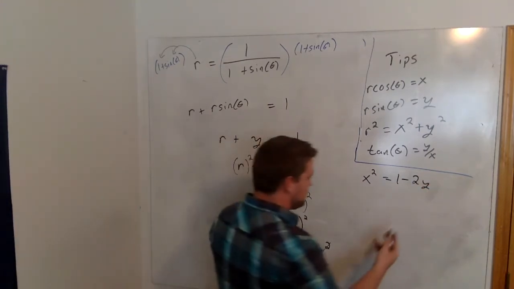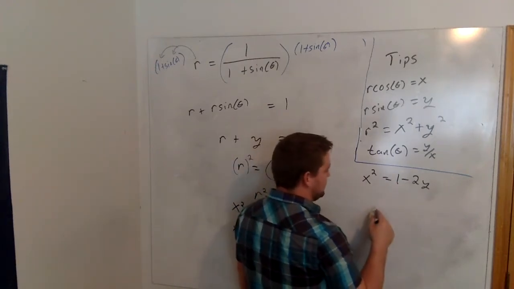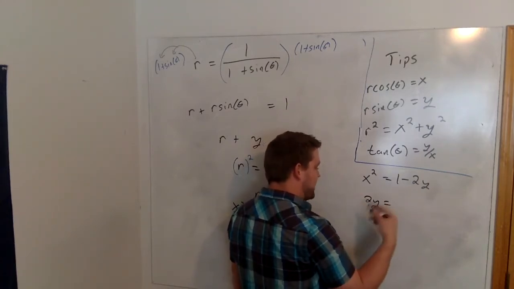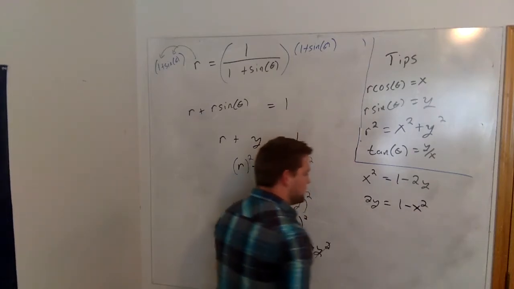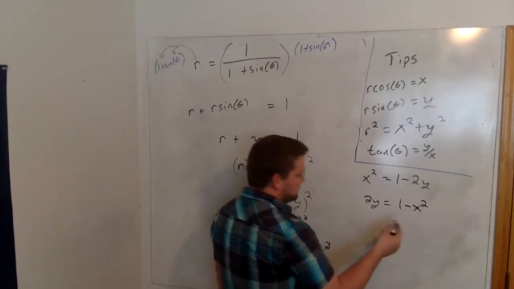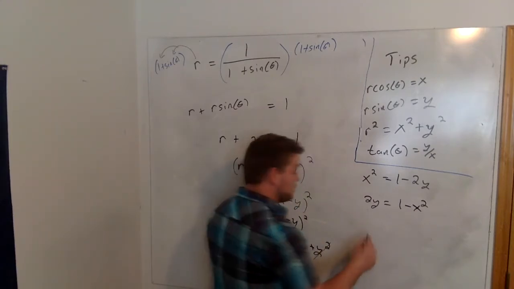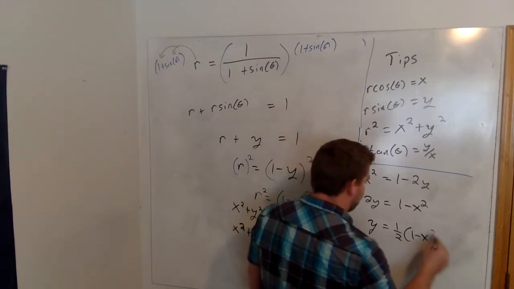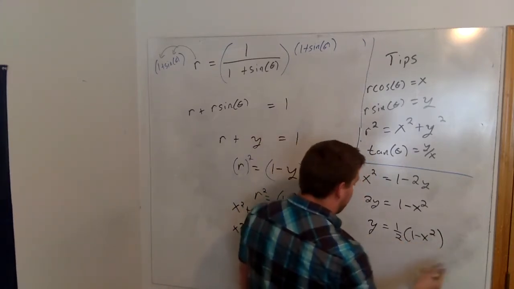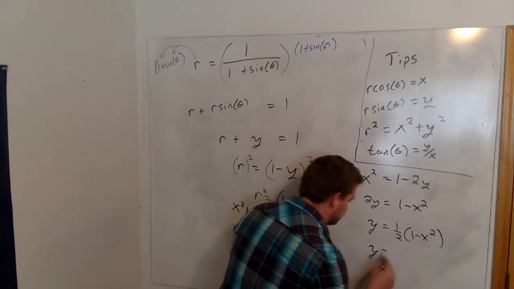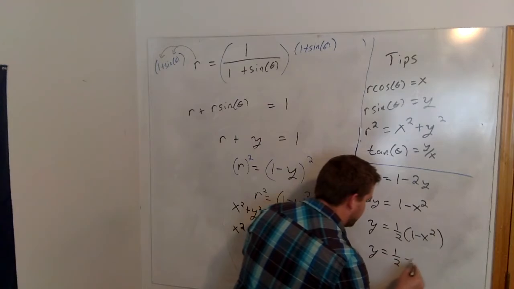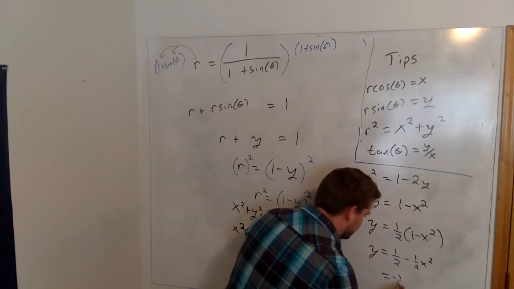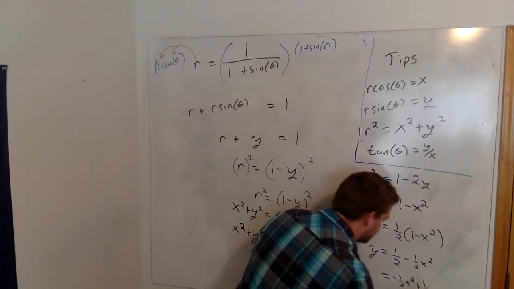Or what we could do here, if we want to solve for y, is add 2y to both sides, and subtract x squared from both sides. So if we divide both sides by 2 or multiply both sides by a half, this is going to say that y is equal to 1/2 times a 1 minus x squared. I think this is a great form to graph this in, but if you don't like the way this looks, you could say this is the same thing as 1/2 minus 1/2 x squared, or if you do plus the opposite, this is the same thing as negative 1/2 x squared plus 1/2.